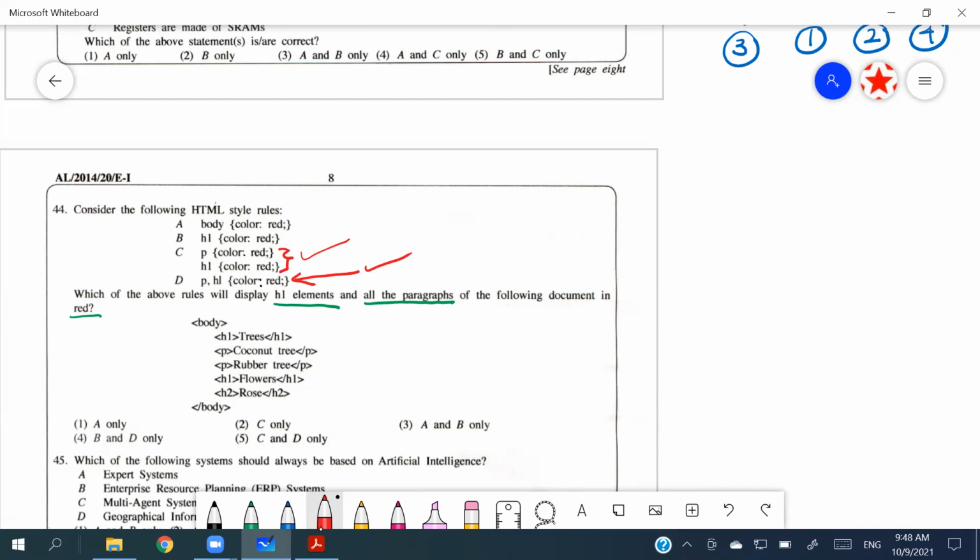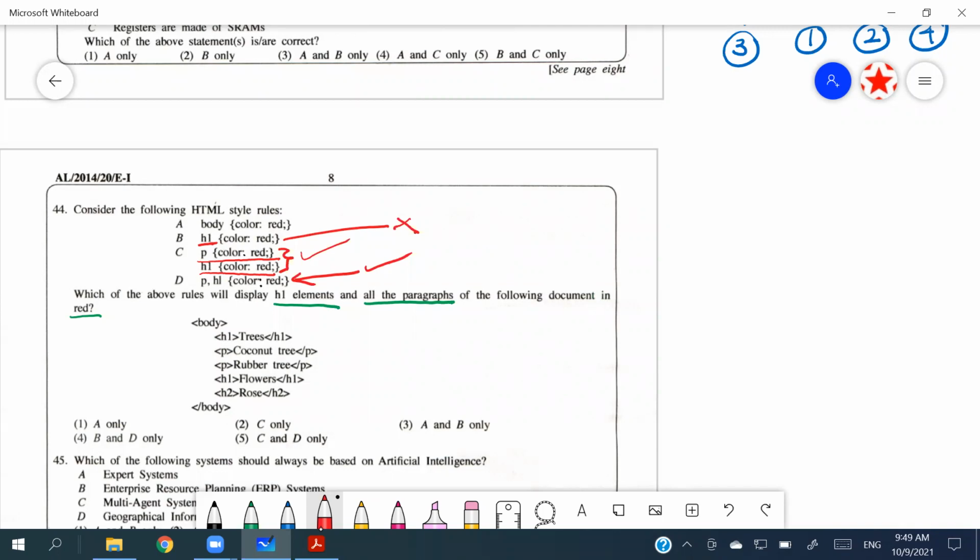Right, so we can take the C as a correct one because the paragraph is taken red color fonts using this rule. Then H1 is taking red color fonts using this rule. So the separate rules for the separate selectors, right? So I think B is not going to be answered clearly because it only changed the color of the fonts into red in H1 text. So this says both H1 and paragraphs should be presented in red, right?